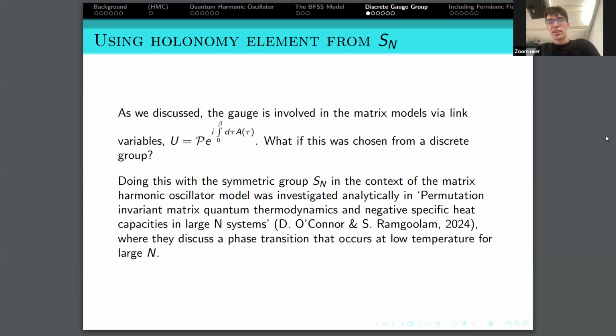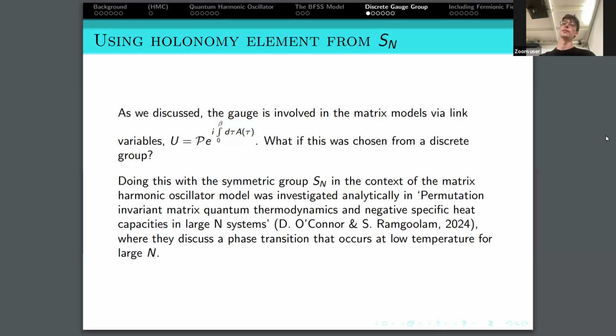Yeah. So now we've got our results established for our bosonic BFSS, and we've used our continuous gauge group. I'm going to back up and talk a bit more about the choice of gauge group. The gauge is brought in through this continuous gauge field, but the way it shows up in our matrix models is actually just through these link variables. And the link variables are just matrices that are in our model. So there's nothing really stopping us from choosing them to be from a discrete group as opposed to a continuous group.